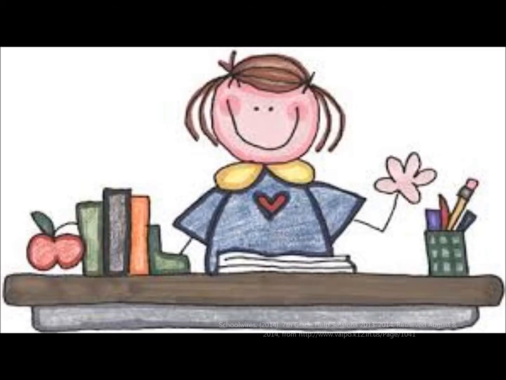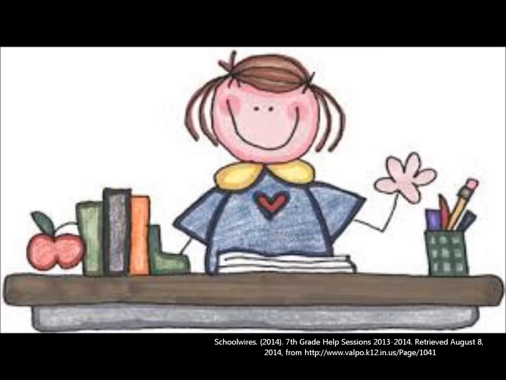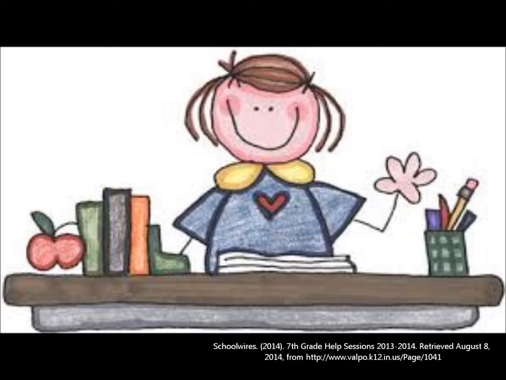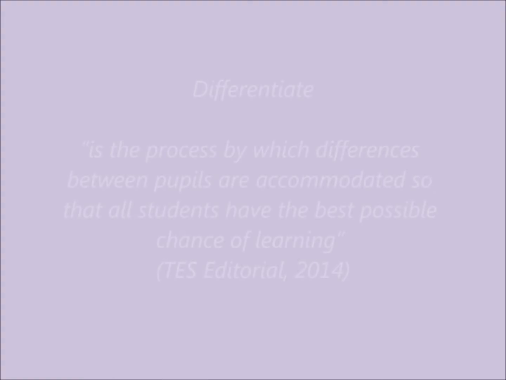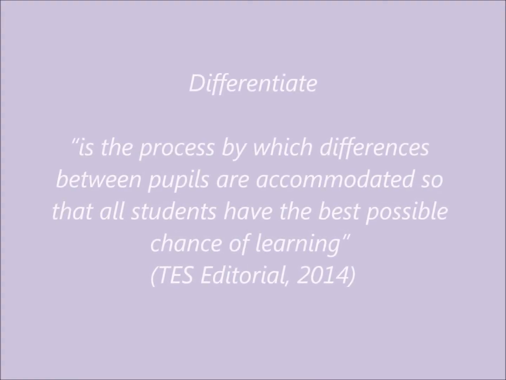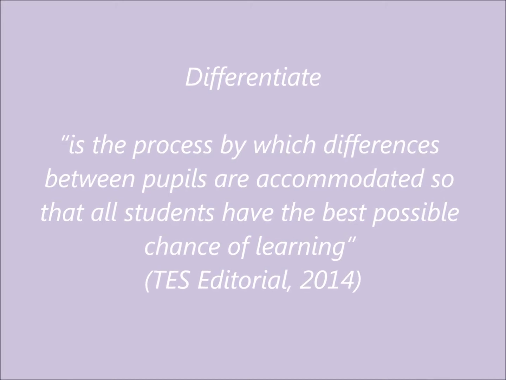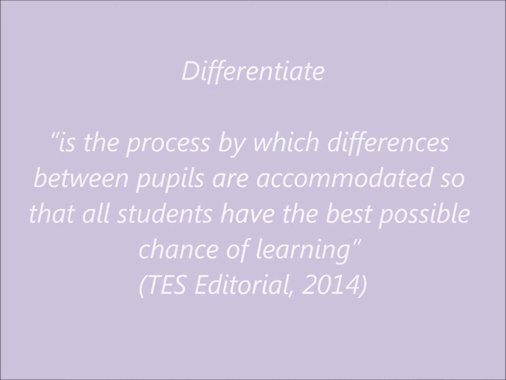Every student is an individual, and due to this, the classroom contains students with many different learning styles and needs that are a necessity to be catered for. To build class units and lessons with student diversity is to differentiate, which is the process by which differences between pupils are accommodated so that all students have the best possible chance of learning.